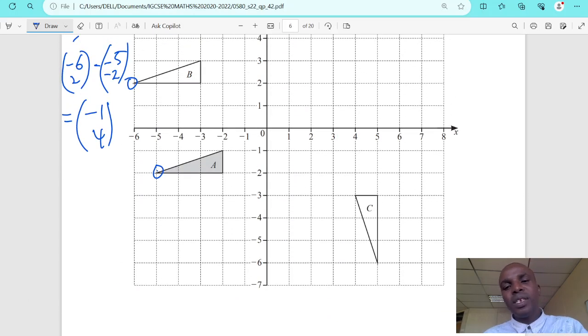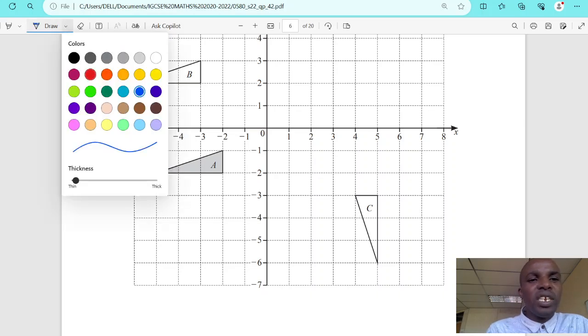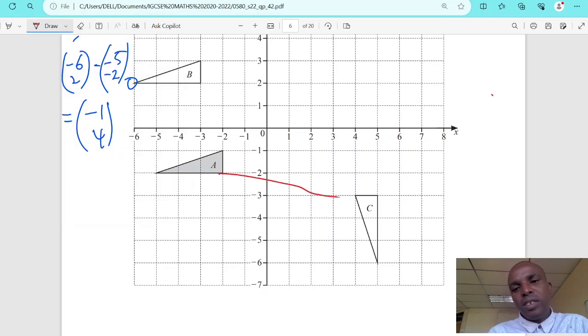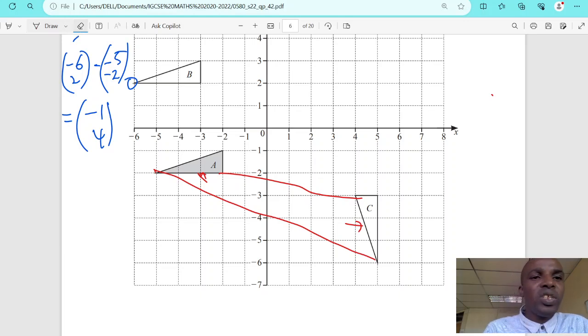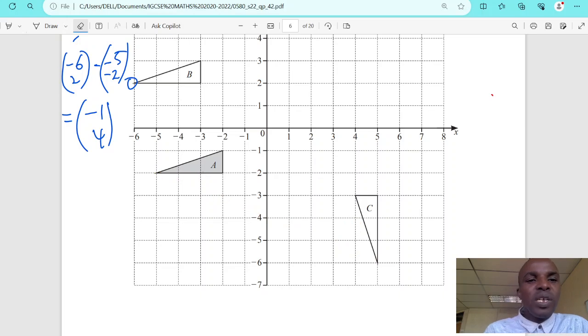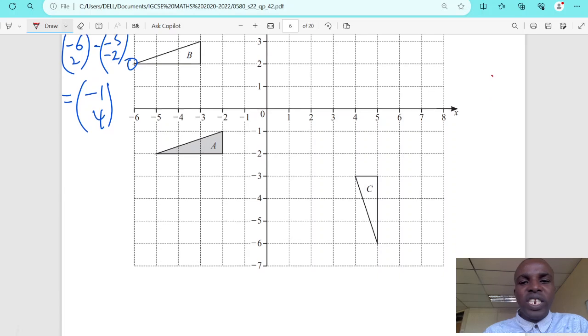Then triangle A onto triangle C. A onto C. Right, check. Size, the same. Direction, changed. But how is direction changed now? Are the shapes facing each other? Let's check. No. This side is not this side. So they are not facing each other. So if they are not, it's not a reflection. It's now a rotation. On rotation, you have to state the center of rotation, angle, and direction of rotation.